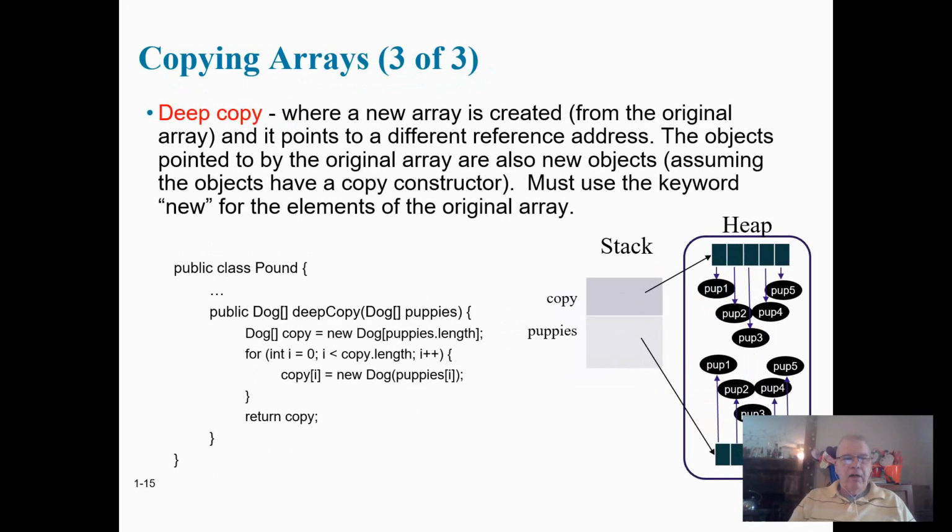Now in a deep copy, we'll create a new array, new dog of puppies.length. But also inside the for loop, we also create a new instance of each dog. So we have another copy of pup1, pup2, pup3, and so forth. The thing to recognize in a deep copy is that those 2 arrays are totally separate. There's nothing that relates them, where you change one and it affects the other side.